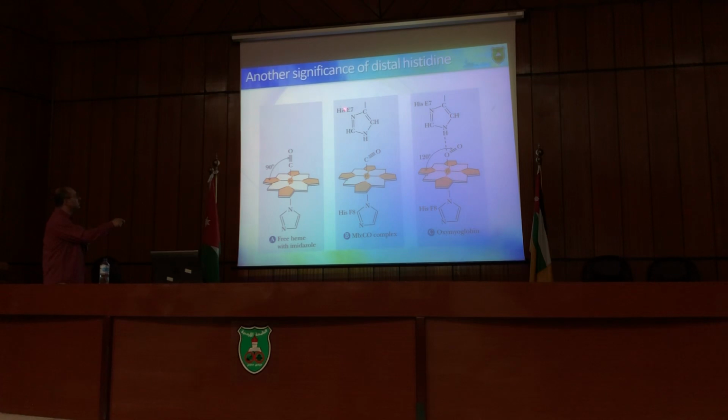Now, what happens with the distal histidine is that if carbon monoxide binds to iron, the affinity of carbon monoxide to iron becomes even lower than that. Okay? So that's a protection mechanism. It allows for heme not to be saturated with carbon monoxide. So the purpose of the distal histidine is to weaken the bond or the interaction between whatever binds to iron, whether it is carbon monoxide or oxygen. And that's a protection mechanism.